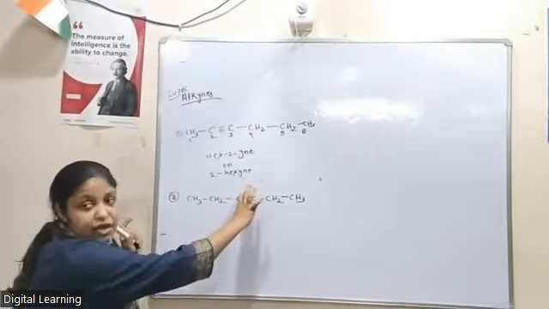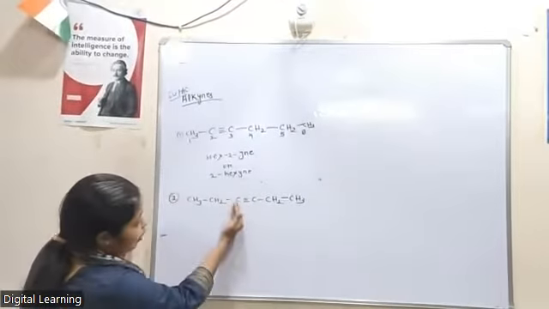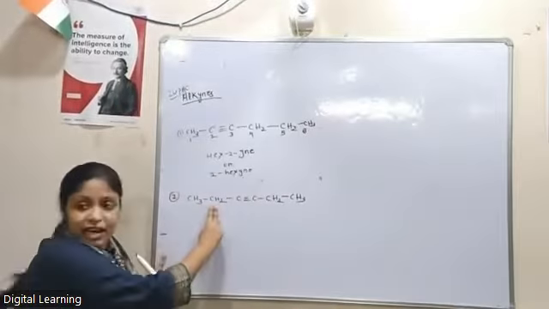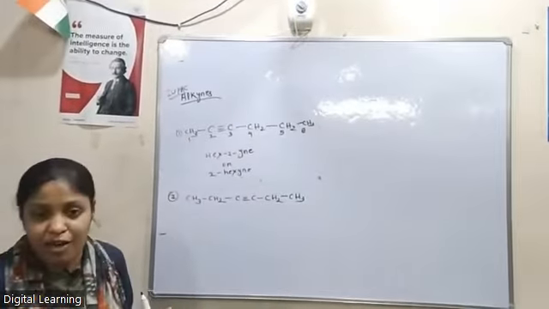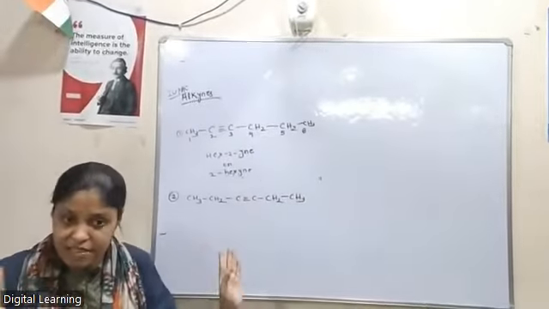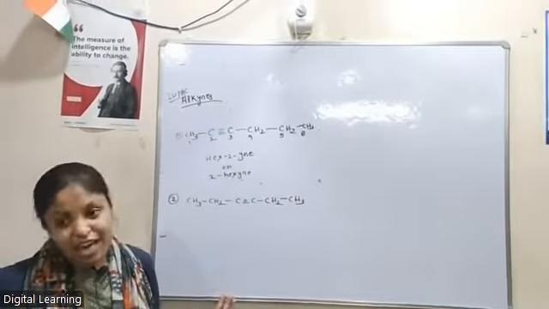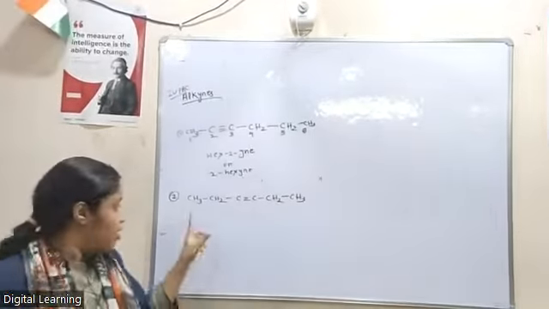The triple bond is present at the middle position. From this side of the triple bond there are 3 carbon atoms, and from the other side of the triple bond there are also 3 carbon atoms. So the number of carbon atoms around the triple bond is the same, so it is a symmetrical alkyne. So numbering from either side will be the same.